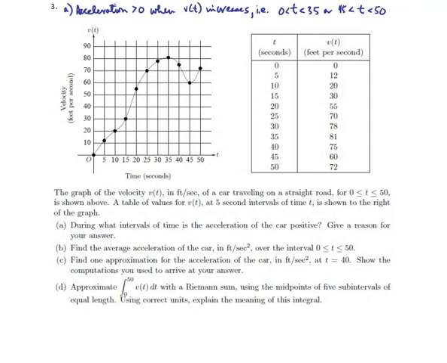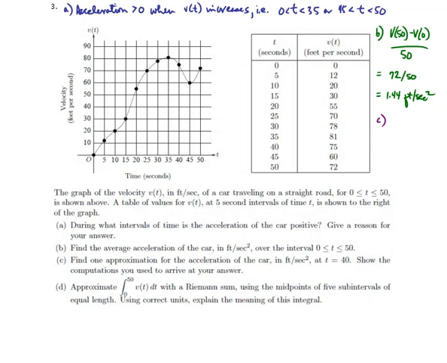Part B, find the average acceleration of the car in feet per second squared over the interval from 0 to 50 seconds. Since we're working with velocity, acceleration would be the rate of change of velocity, so we're asked for the average rate of change of velocity, which is just the slope of the secant line connecting the endpoints. So all we need to do for B is find that slope, and it'll be v of 50 minus v of 0 over 50, and that is 72 over 50, or 1.44 feet per second squared.